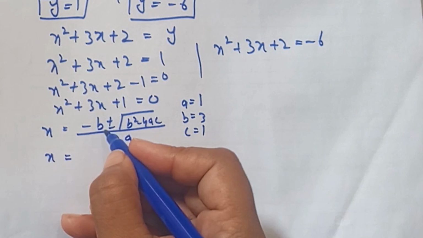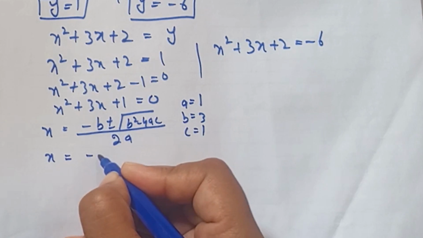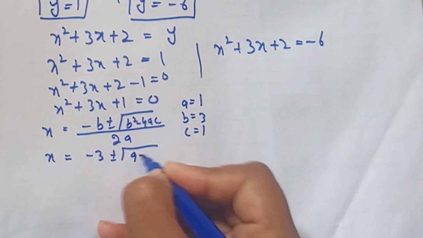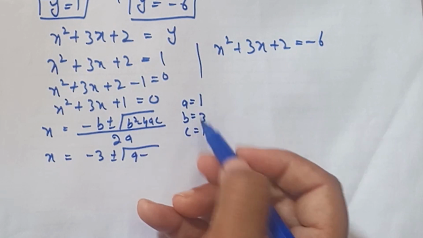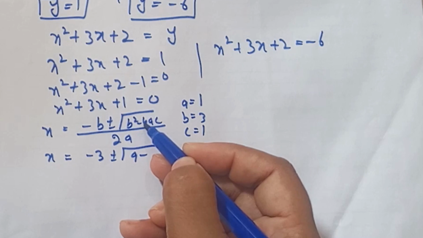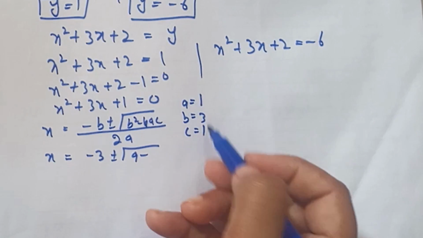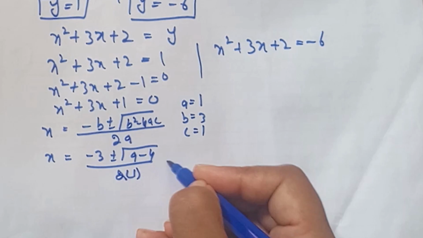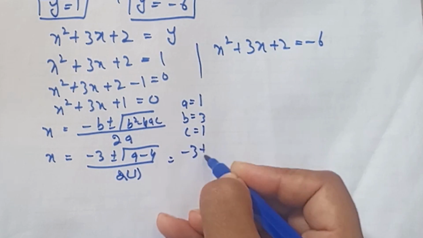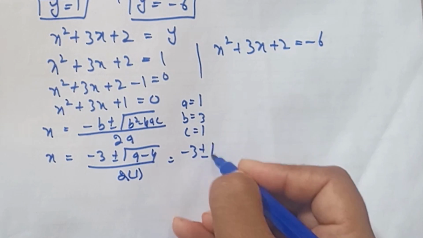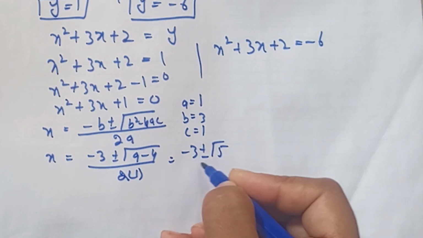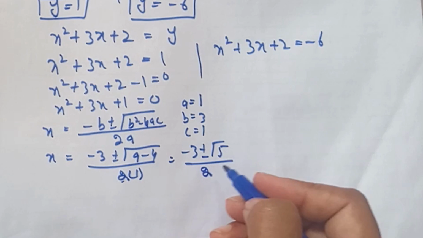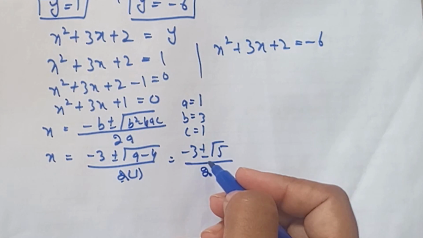So x equals −b, which is −3, ± √(b²), meaning 3², which is 9, minus 4, a is 1 and c is 1. If we multiply this 4 by 1 and then again 1, we just get 4, over 2a, which is 2. Now this is equal to −3 ± √(9 − 4), which is √5, and multiplying 2 by 1, we just get 2. So this is the answer for x.